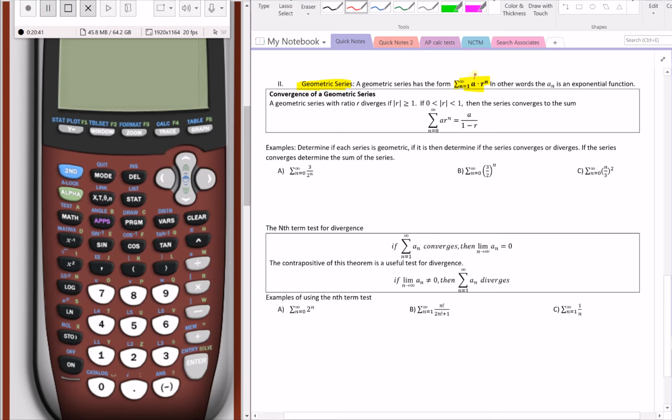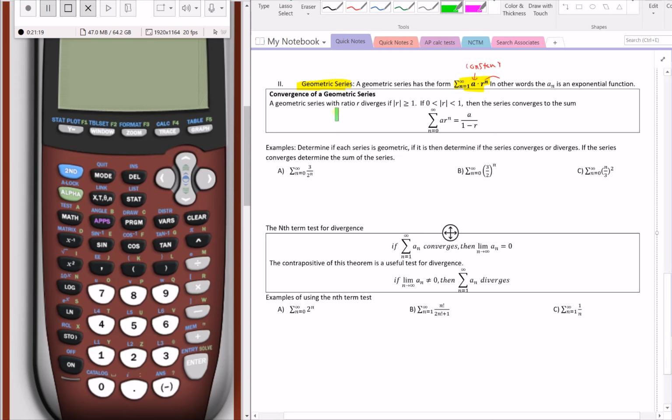There's some constant here, and then r is some number, and n is your variable, right? So r could be any number, 1, 2, 3, 4, a fraction or a decimal or anything like that. But the idea is you can see it as an exponential function, a constant times an exponential function. And it's really easy to determine the convergence of a geometric series. If you can recognize it as a geometric series, then you can find its convergence and divergence really easily, and you can also find its sum really easily.